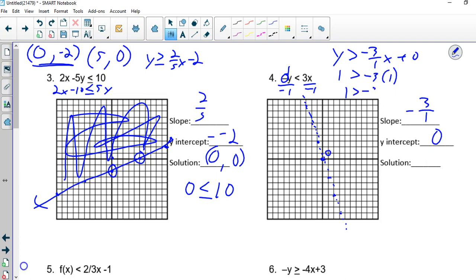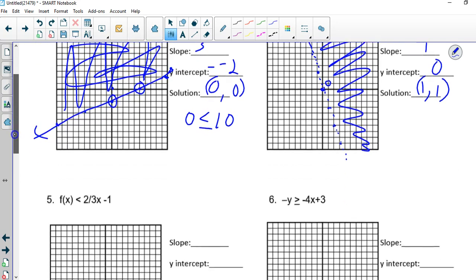1 is greater than negative 3. Is that a true statement? Yes. 1 is greater than any negative number. So I'm going to shade everything over here. And since that worked out, I can just put (1, 1) as my solution. I could also pick (5, 0) or (10, -3) or (7, 18) because it's going to be in that region.